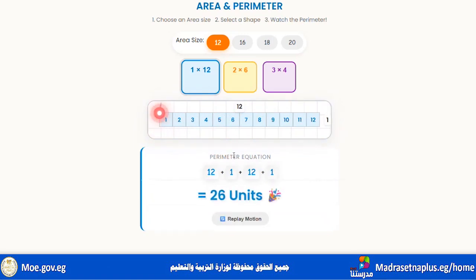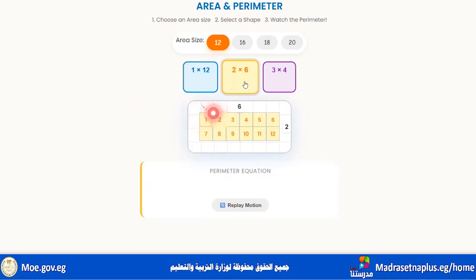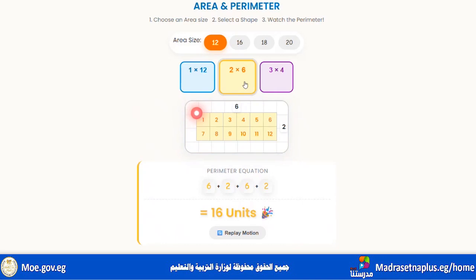You can see the perimeter of this graph is 26 units, but its area is 12 square units. So look, the area is 12 square units, but the perimeter of this polygon is 26 units. Look at another polygon. Its area is 12, but its perimeter, by counting the sides, is 16 units. We are still with polygons with 12 square units of area.